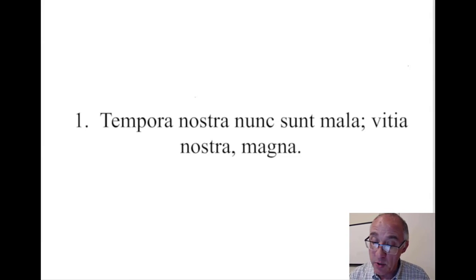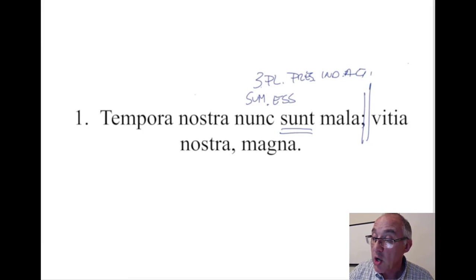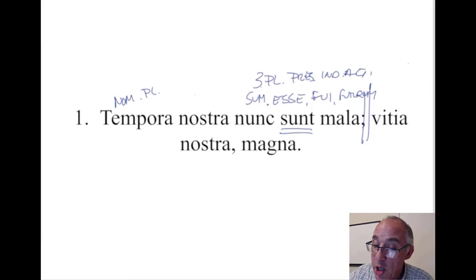Two sentences here, and you know they're two sentences. Even in English, it's helpful. It's separated by a semicolon. The verb is sunt, and the sunt is third person plural, present, indicative, active of the verb sum, esse, fui, futurum. They are. Now what are? Our times. This is nominative, plural, neuter, modified by nostra.